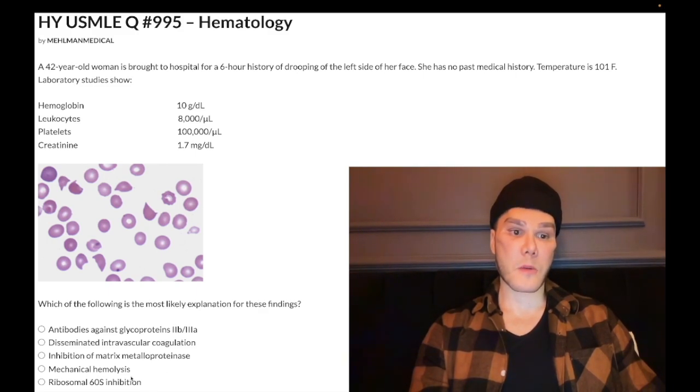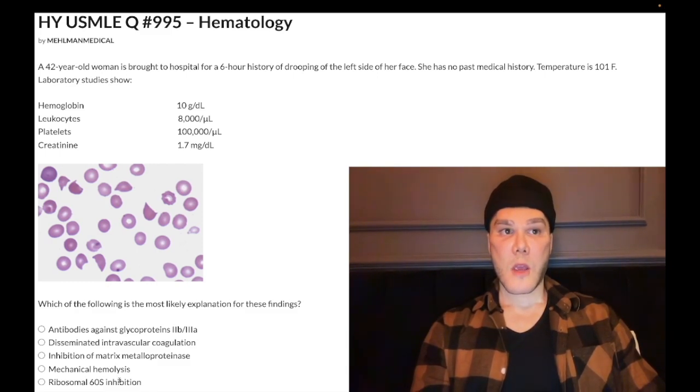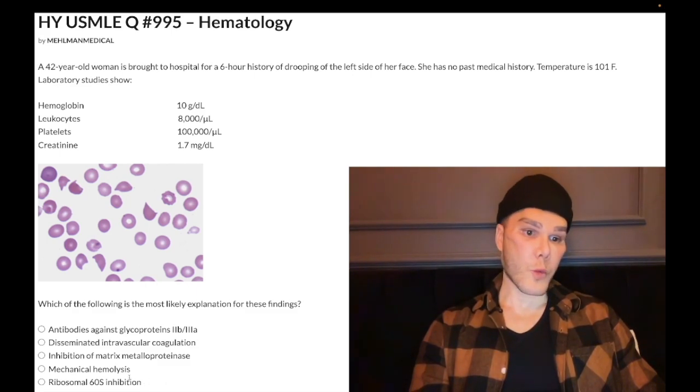Choice C, ribosomal 60S inhibition, wrong answer. This is going to be the mechanism of action of Shiga or Shiga-like toxin, and ultimately both of those infections can lead to HUS. Choice E, wrong answer.